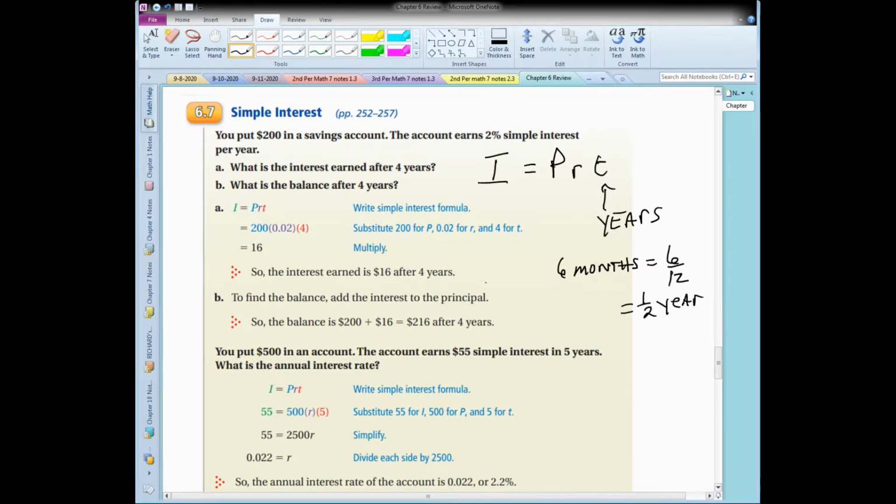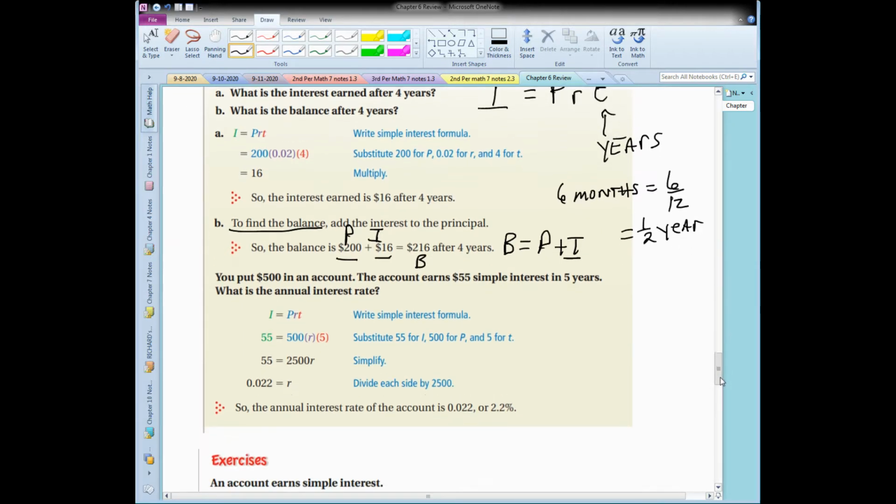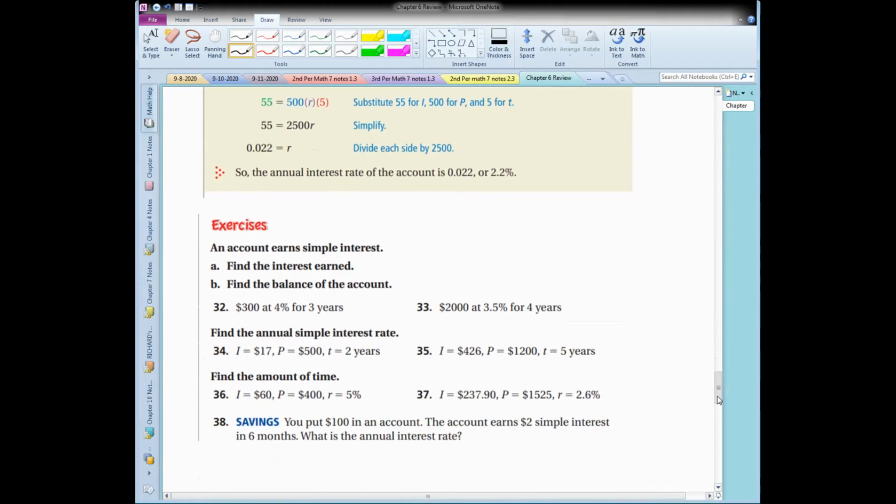Remember the balance. I kind of gave you a formula for the balance. The balance equals the principal plus the interest. So you see here to find the balance, that's what they do. They take the principal and they add the interest, and that gives you the balance. Okay. And so there's some problems here for you to practice.